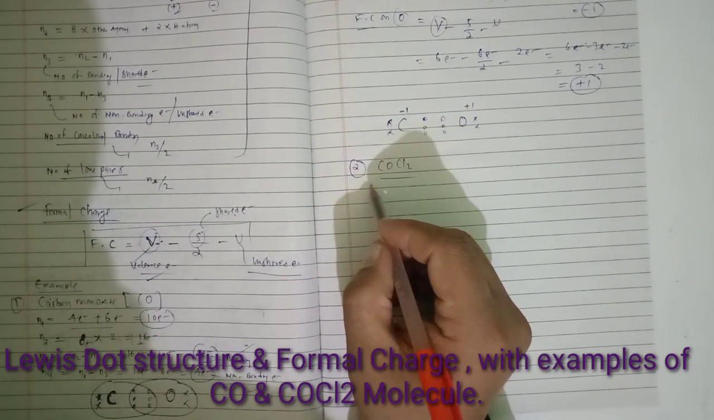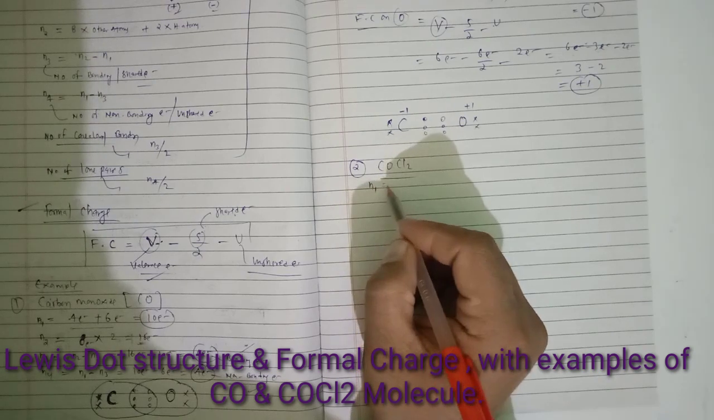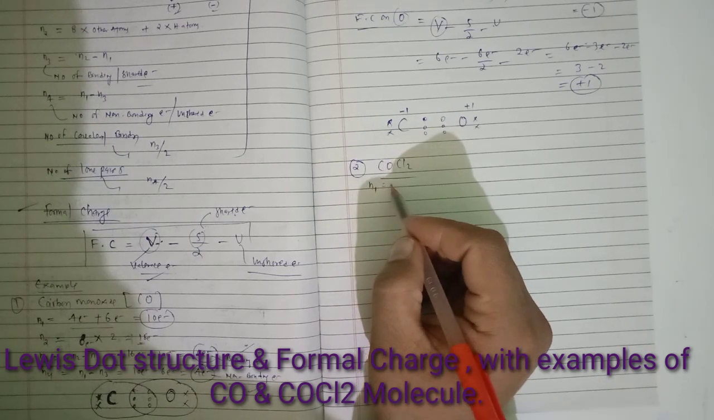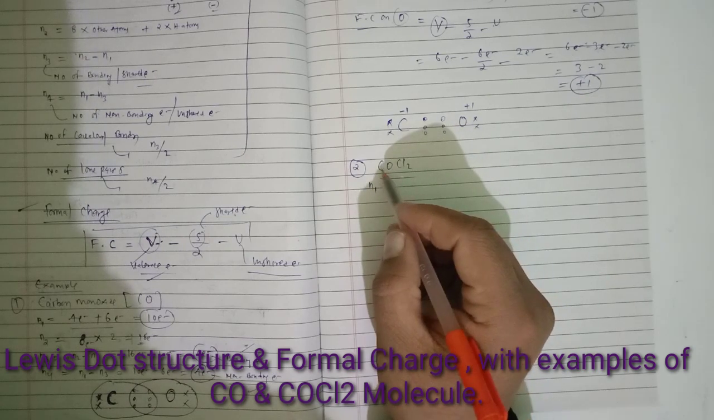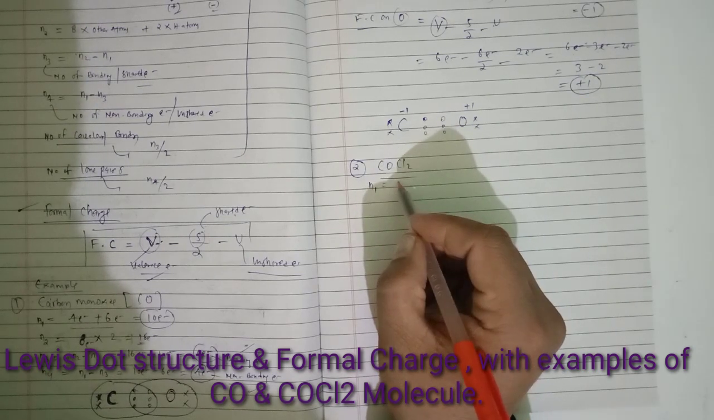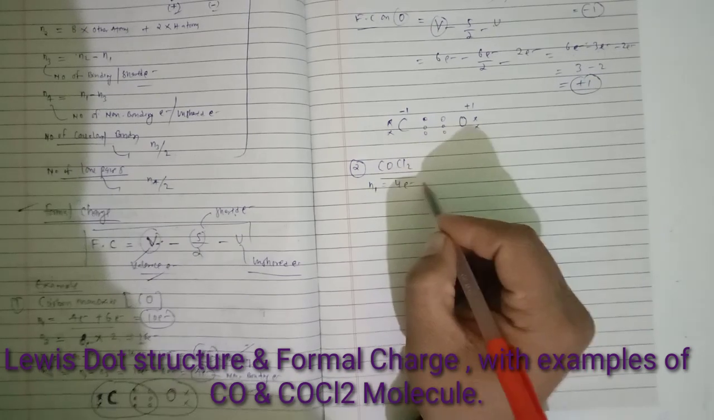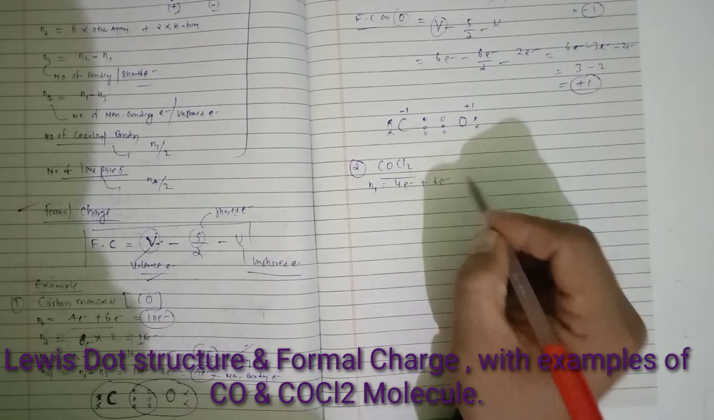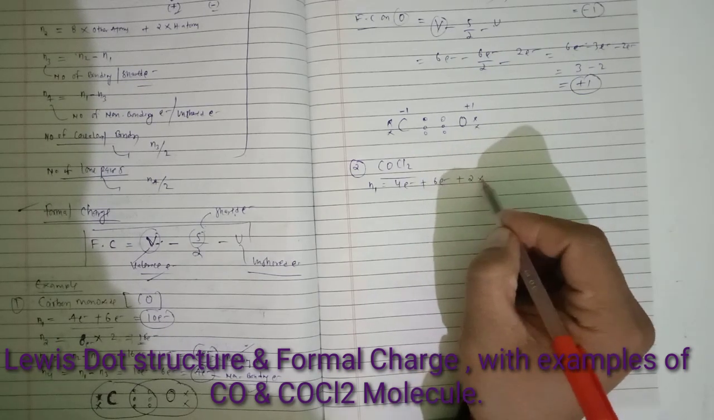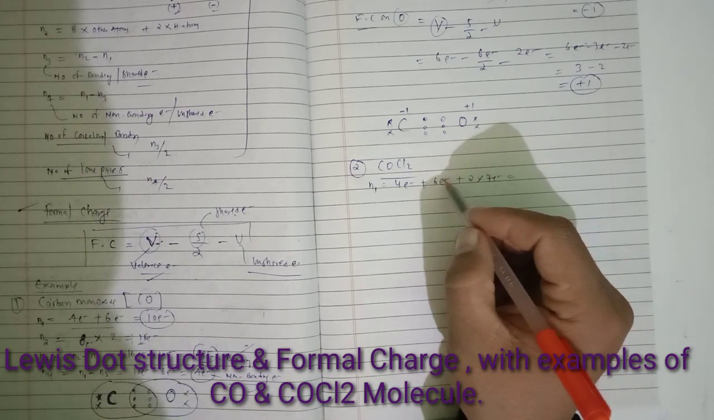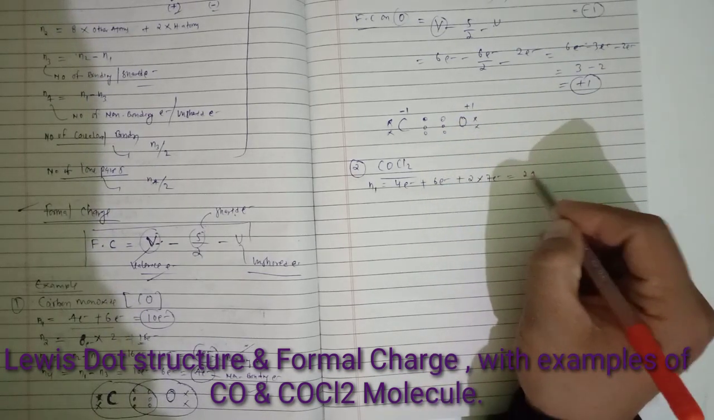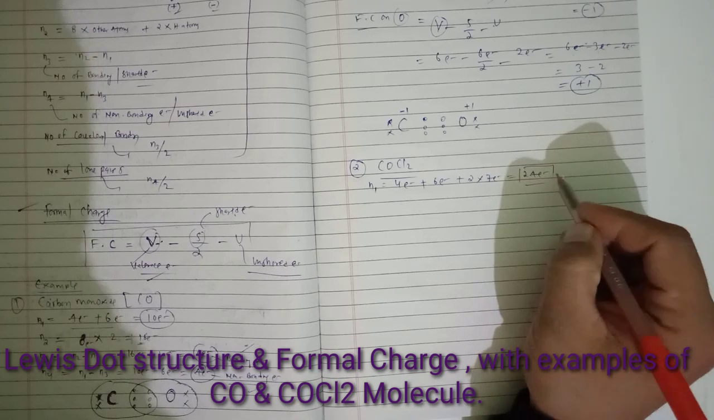So we can find first N1, that is the total number of valence electrons of all the atoms. Here we have carbon, with 4 valence electrons. Then oxygen, that will be 6 electrons, plus 2 into chlorine. Chlorine will have 7 electrons. So 7 twos are 14, 14 plus 6 is 20, 20 plus 4 is 24 electrons, the total number of valence electrons.